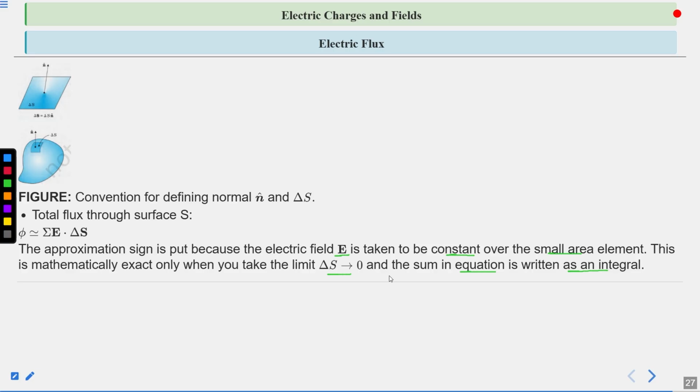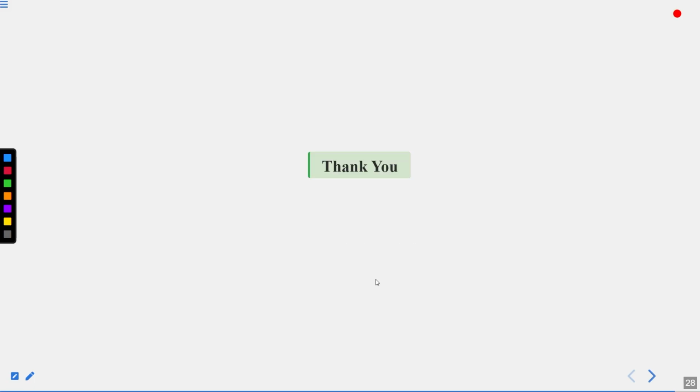So in upcoming lectures, we will learn electric flux by using Gauss theorem. Thank you for your attention.